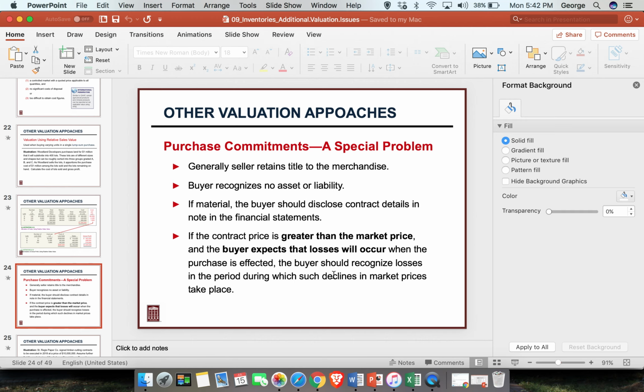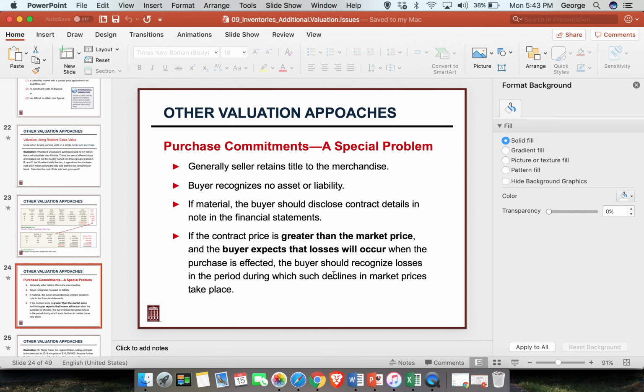It's a little problem we come up with sometimes in inventory: a purchase commitment. In a purchase commitment, in general, not always, but usually the seller will retain title to the merchandise. So there is no asset or liability, right? Because no exchange has taken place yet. So in other words, commitment means that we're going to buy that inventory, but we haven't paid for it. But they've set it aside for us.